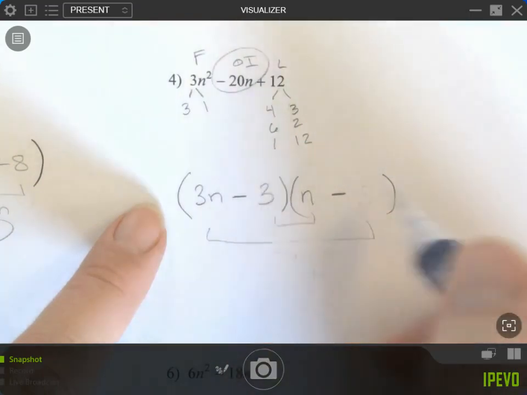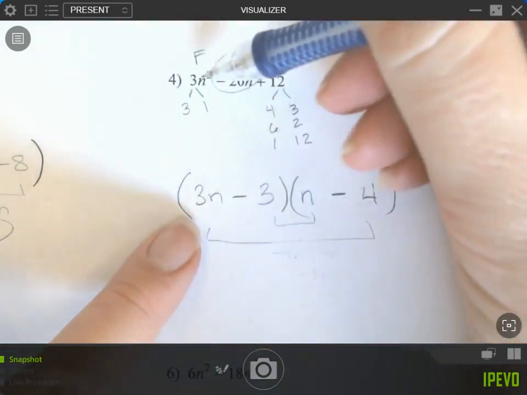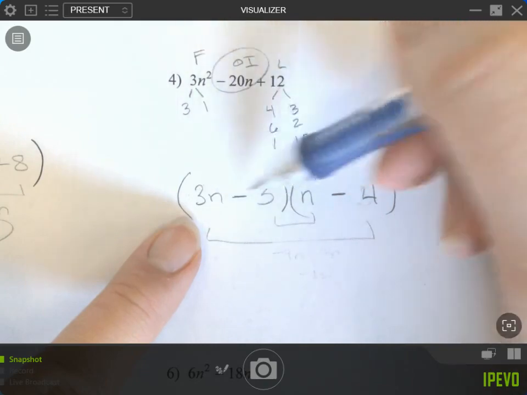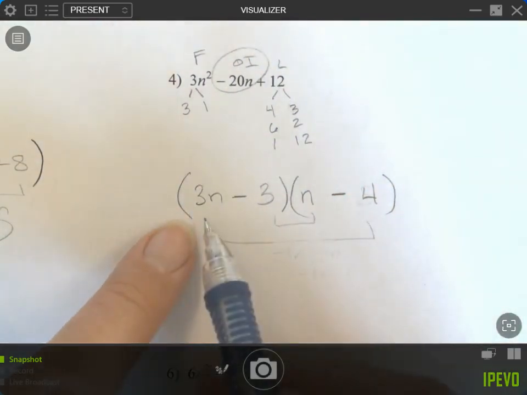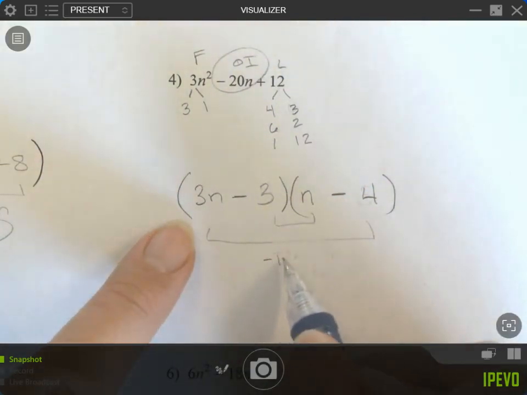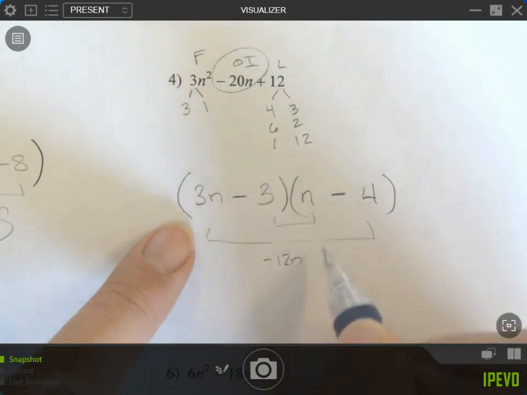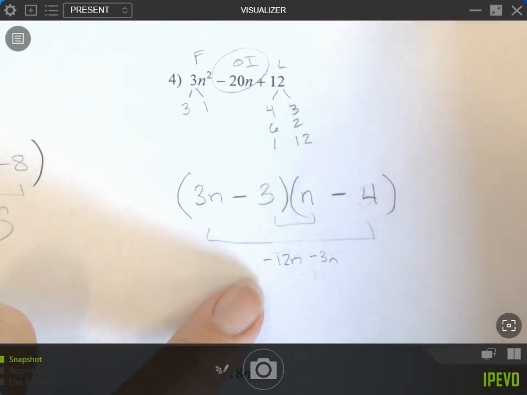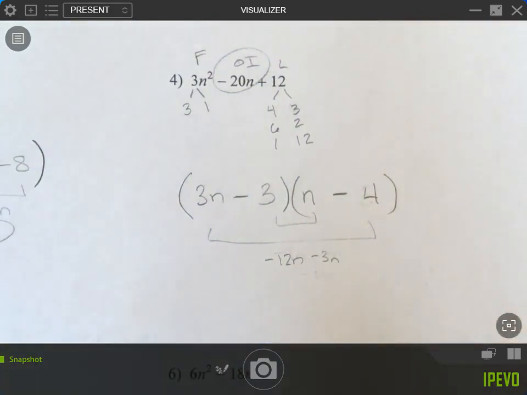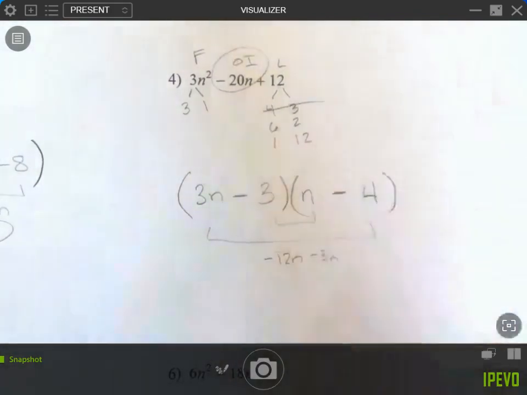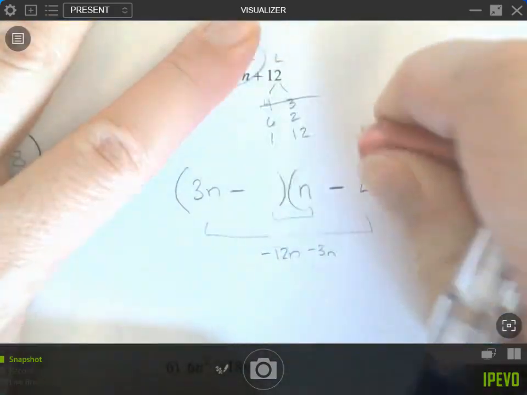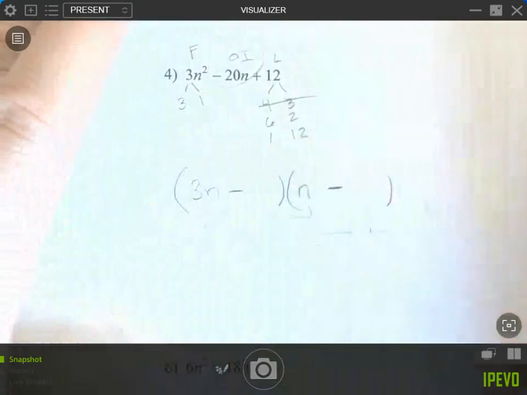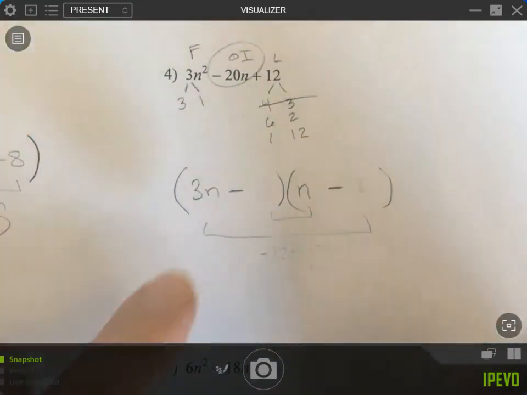If I flip the 3 and the 4, there was no GCF here, so these shouldn't be paired up together. They shouldn't have anything in common. And if I didn't catch that, 3n times negative 4 is negative 12n, and negative 3 times n is negative 3n. Does that add up to 20? Okay, so wrong again, and now that we've tried the numbers, I'm going to throw them out and try the next set. Right sign, wrong number. No, wrong number. Switch the numbers. Right sign, wrong numbers.